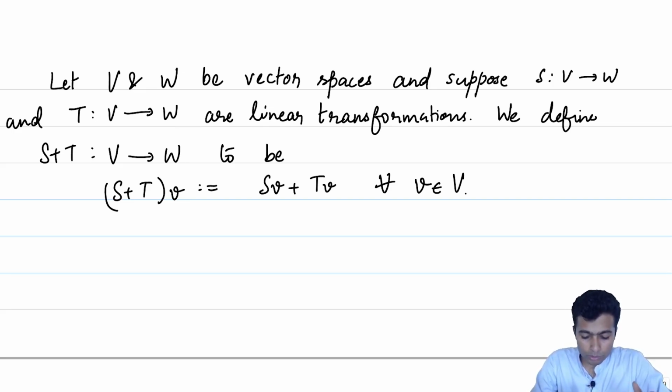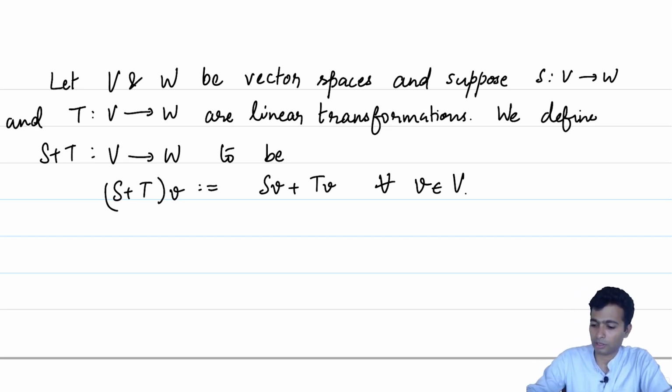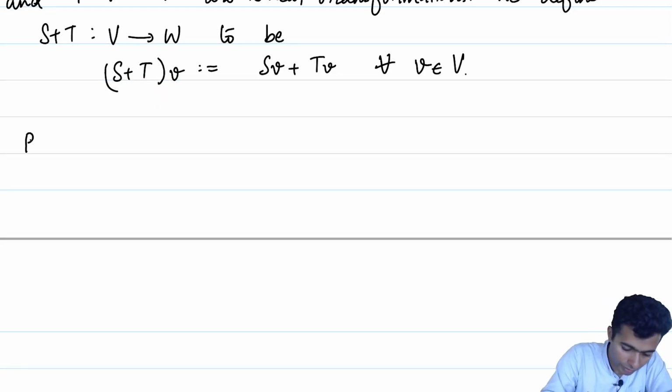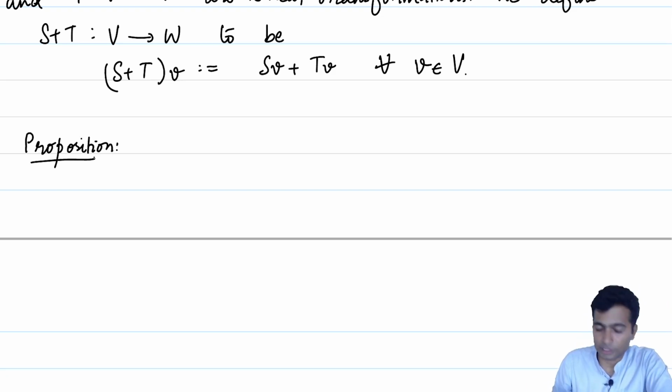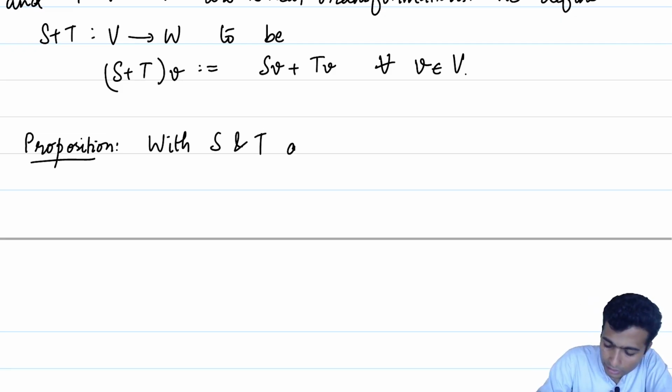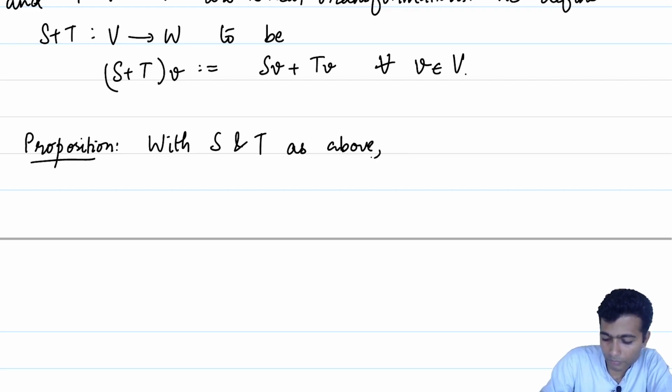Moreover, it is also important to note that as of now we do not know whether S plus T indeed happens to be a linear map. As of now, it is just a transformation, just a map. So the next proposition will tell us that S plus T is always a linear transformation, with S and T as above.